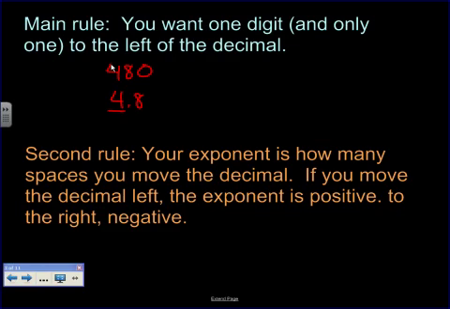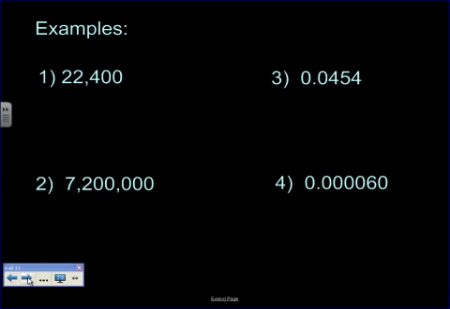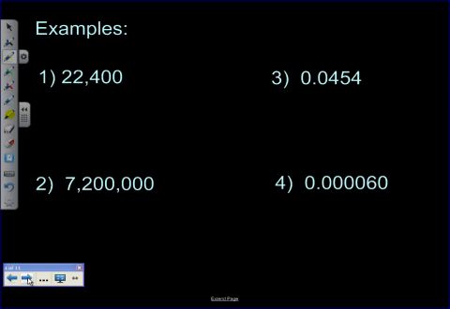The second rule is how many spaces you move the decimal. That's the exponent. So we're going to put times 10 to some exponent. In this case, we moved the decimal 2 places, and since we moved it to the left, it's a positive 2. If we moved it to the right, it would be a negative 2. We're going to go through a bunch of examples so you can get a good grasp on how this works. On this first one, we've got 22,400.